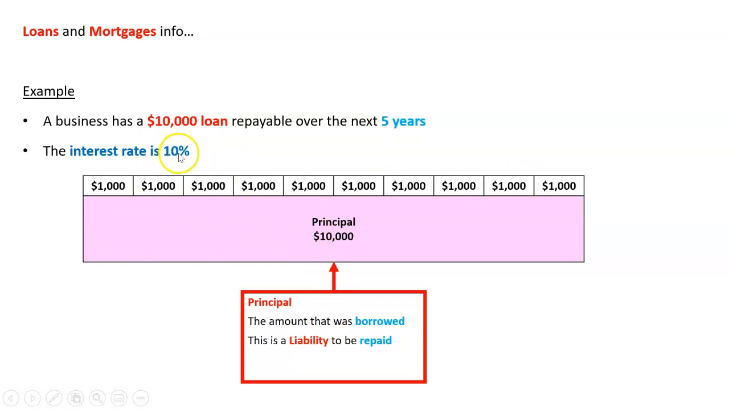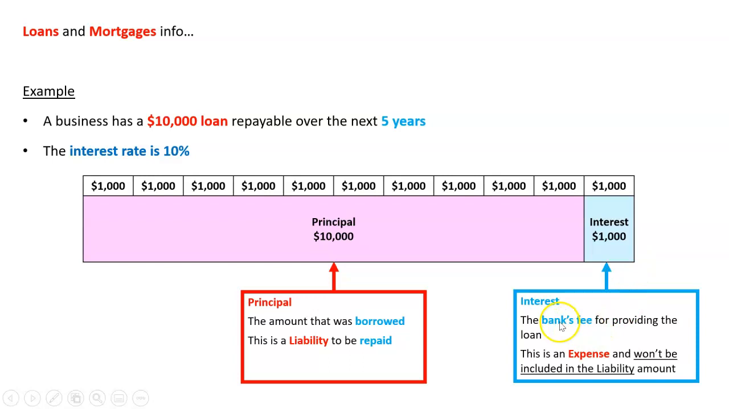What about the interest? 10% interest on a $10,000 loan is going to be $1,000. That is actually not part of this, because it is not a liability. We're talking about classifying things in the balance sheet, and the only things that go on the balance sheet are assets, liabilities, and owner's equity. This interest is something else. It's the bank's fee for providing the loan, and it's actually an expense and won't be included in the liability. So we're going to forget about this for this topic while we're doing balance sheets.